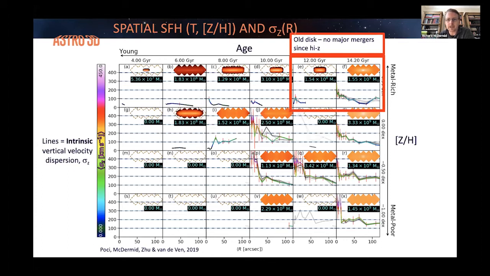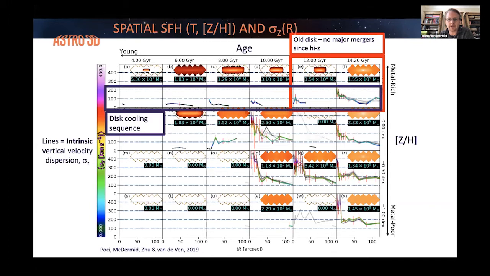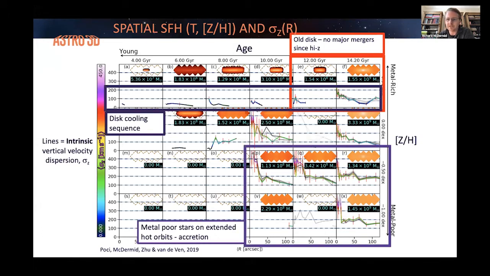So we see that there's a fairly large presence of old but flat orbits in this galaxy, which would suggest that there's an old cold disk in there that's been well preserved. Perhaps that indicates a lack of major mergers, at least in the past 10 gigayears or so for this galaxy. We also see that as the stellar population ages, the velocity dispersion is decreasing. This looks like some kind of disk cooling sequence. And we also have a very diffuse population of low metallicity stars that are on hot orbits. And that is likely to do with accretion, so the accreted components, low mass galaxies and so on.